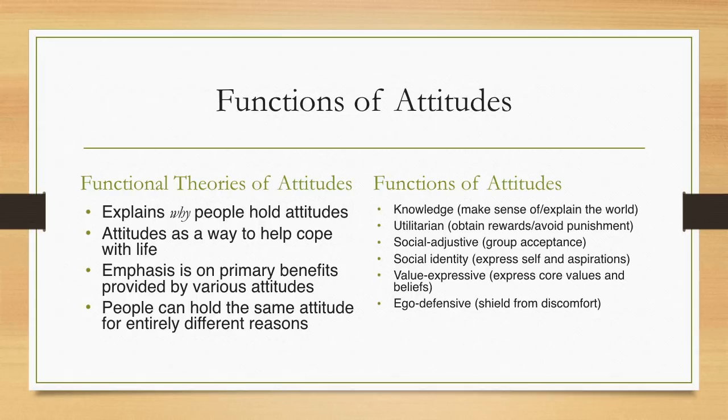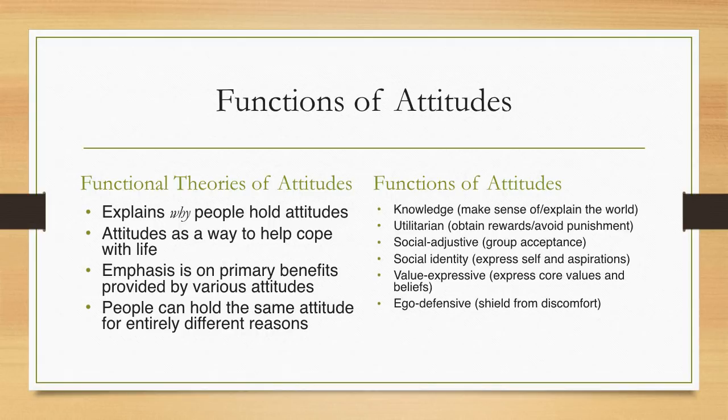So the example in the book that they talk about is volunteering and why we might think volunteering is good or that we want to do it. But the reasons that we think that or do that are completely different. All right, so that's what the functional theories of attitudes tell us about.